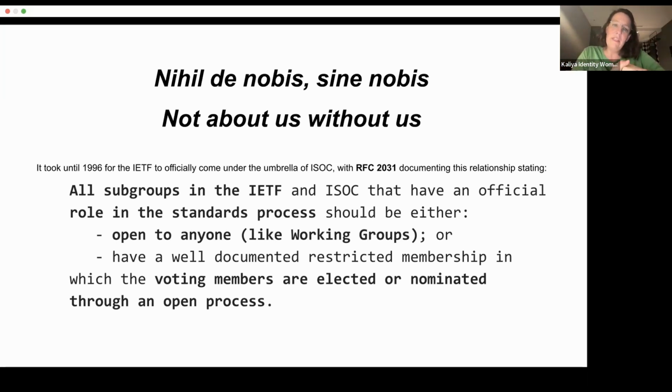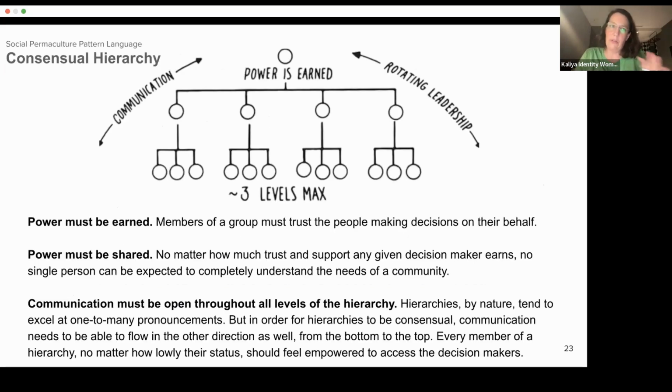But this gets at what they also decided, that all subgroups in the IETF and the Internet Society that have a role in the standards process should be either open to anyone, like working groups, or have well-documented restricted membership, in which the voting members are elected or nominated through an open process. And they stay true to this today, and they have quite sophisticated governance mechanisms that we'll walk through.